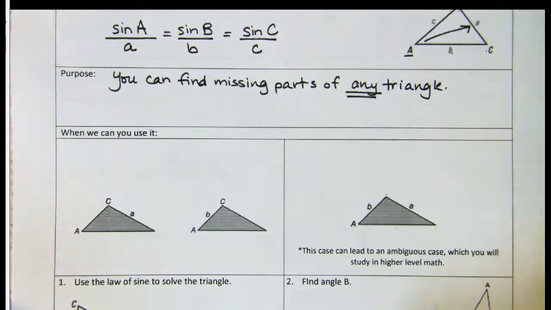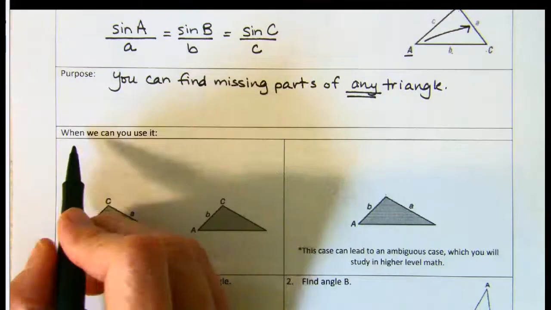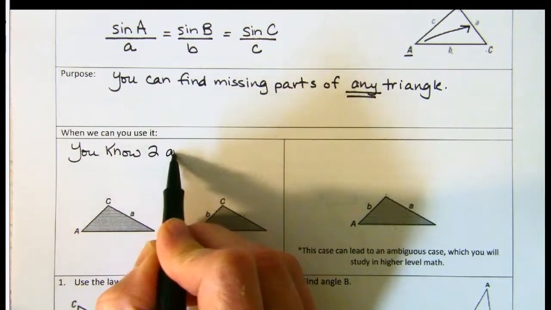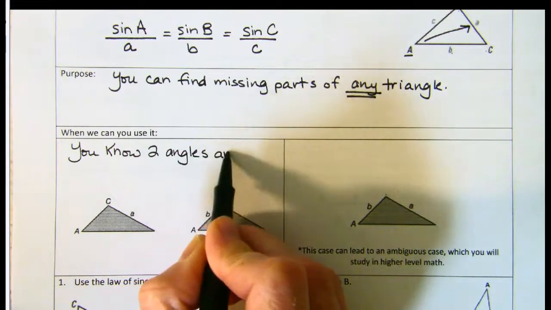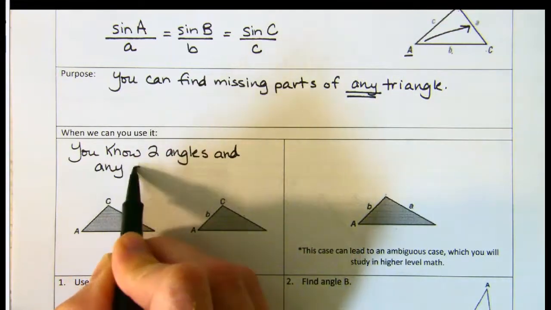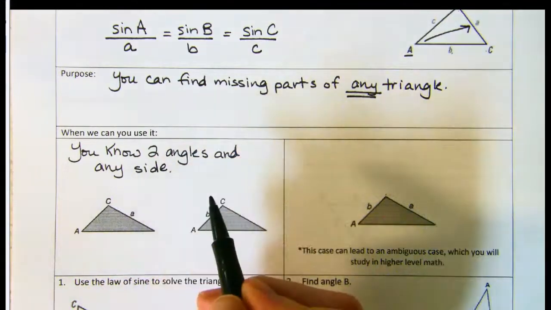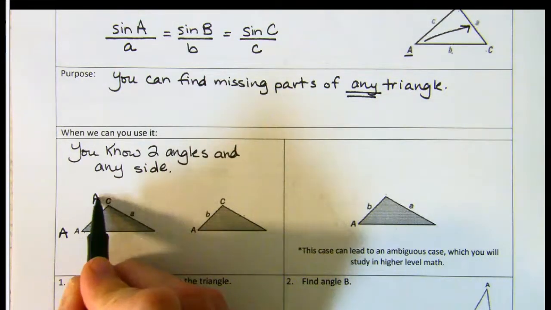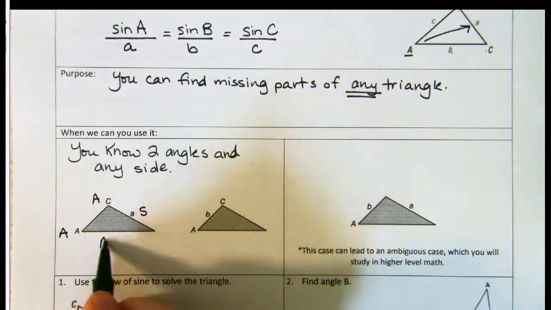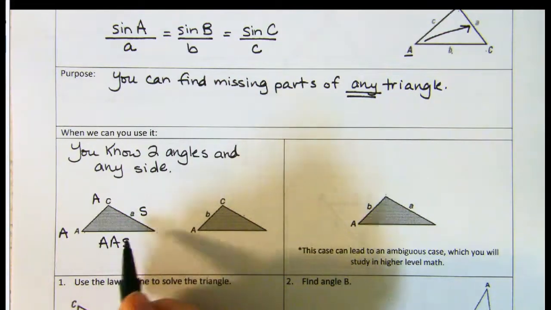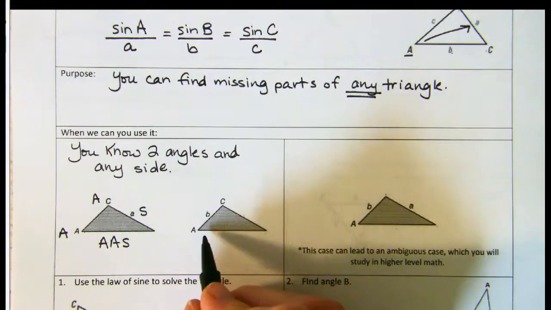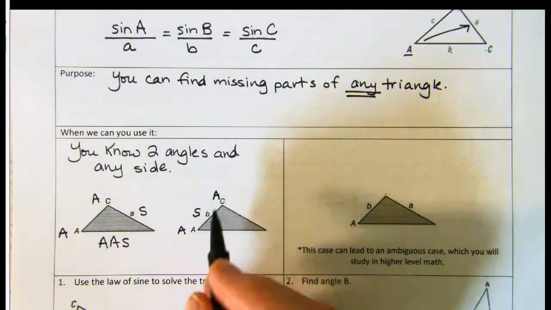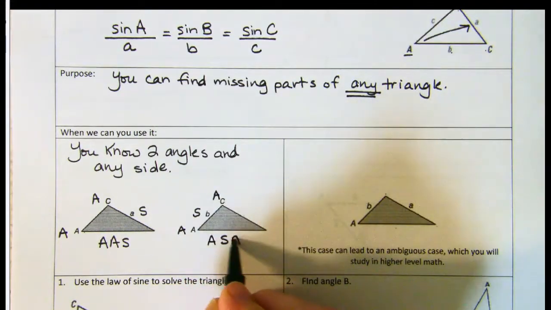There are basically two cases where you can use it. First, when you know two angles and any side. If you look at this example, they have an angle, an angle, and a side. So this is the angle, angle, side case. Now this one, you have an angle, a side, and an angle. So this is an angle, side, angle case.